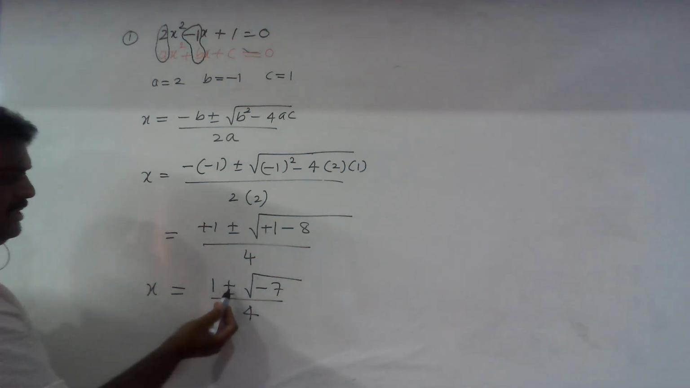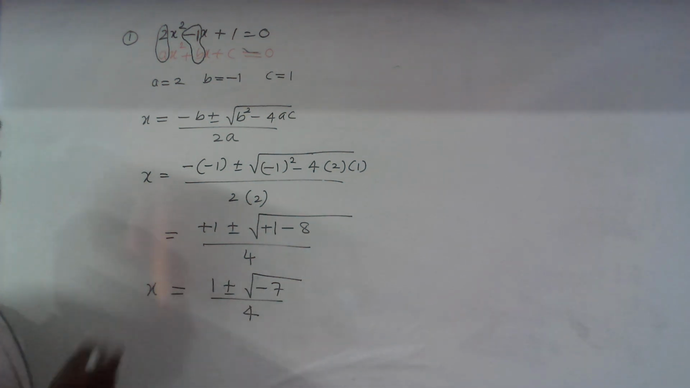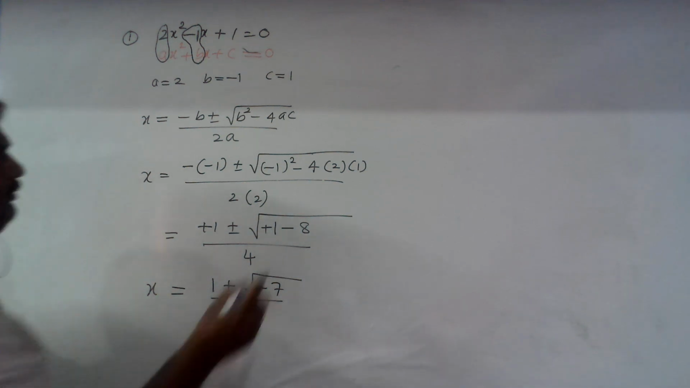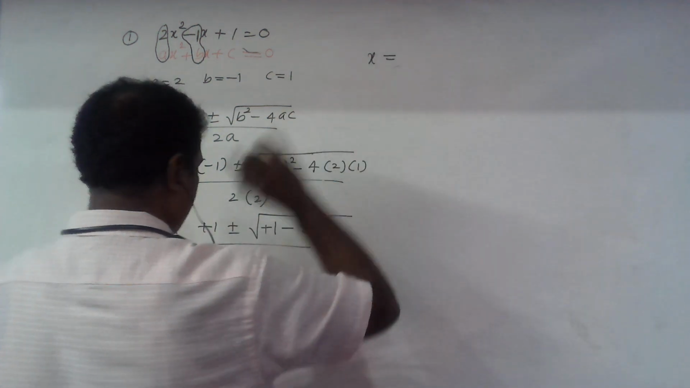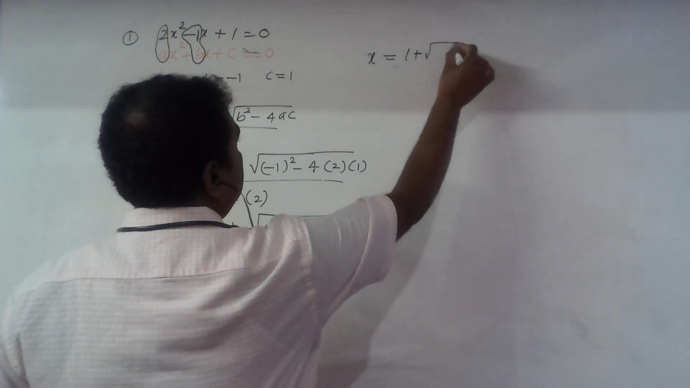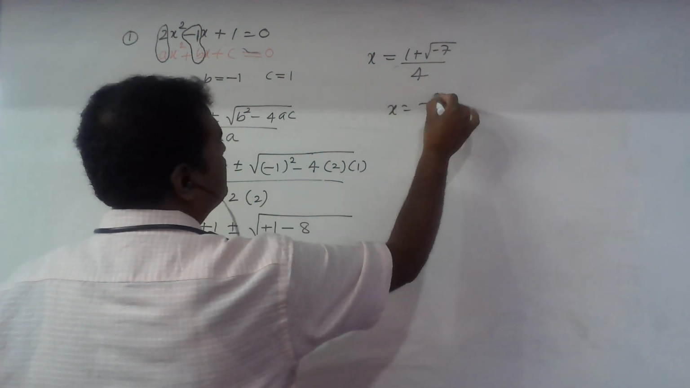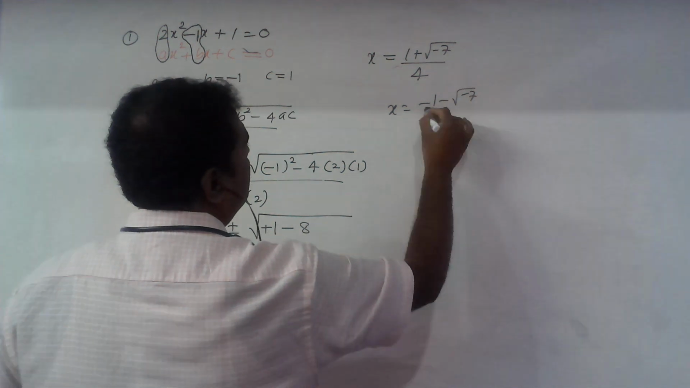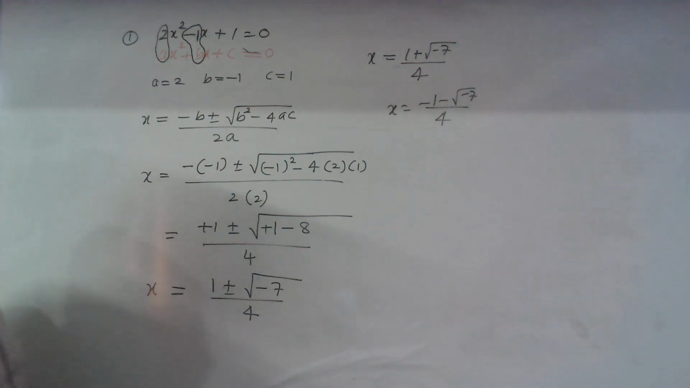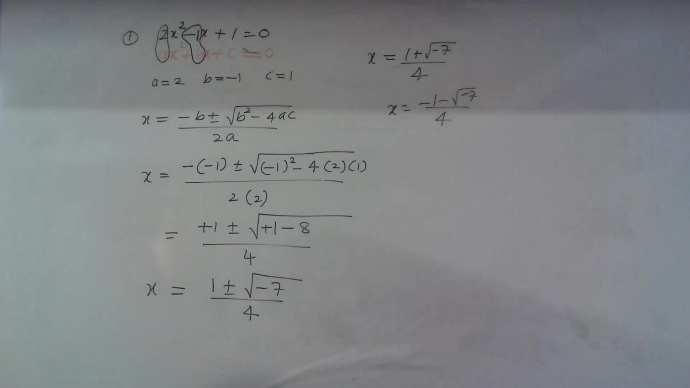But we will say here plus or minus, one is a plus root, another one is a minus root. Therefore the roots of this quadratic equation are (1 plus root of minus 7) divided by 4 and another root is (minus 1 minus root of minus 7) divided by 4. So these are the 2 roots of this quadratic equation.